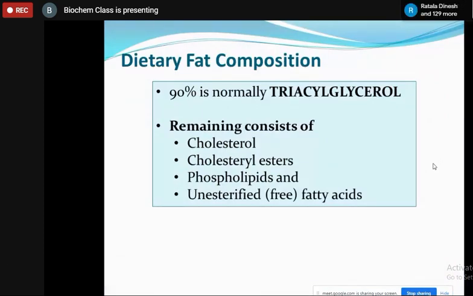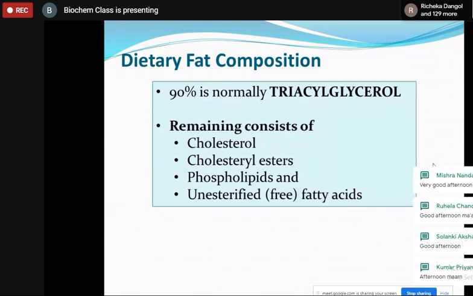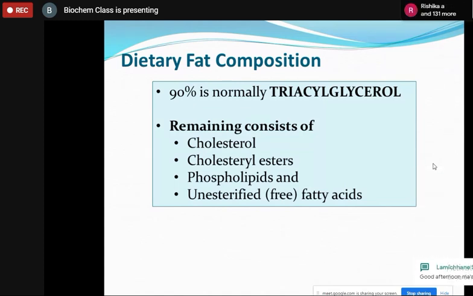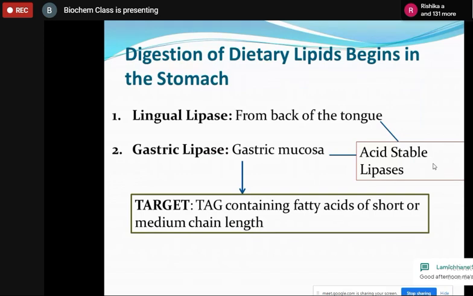Yesterday we talked about the dietary fat composition, which comprises mainly triacylglycerol, and the remainder consists of cholesterol, cholesterol esters, phospholipids, and free fatty acids. So this slide shows the digestion of lipid in the stomach. No digestion takes place in the mouth.